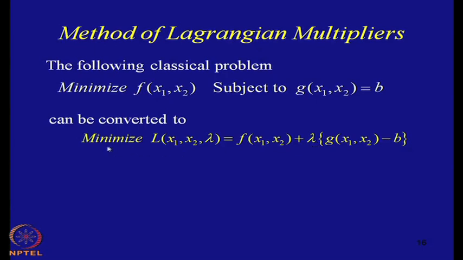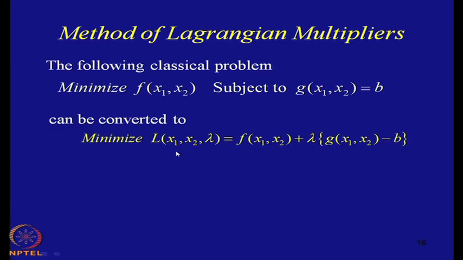Just see, we have constructed the function L, and the function L involves two functions together. One is the objective function f of x1, x2, plus lambda times g of x1, x2 minus b. Now, if we minimize this Lagrange function, then the problem comes down to the same unconstrained optimization problem. As you know, how do we solve the unconstrained optimization problem? The first order partial derivatives will give us the necessary conditions, and the second order will tell us about the sufficient conditions of the optimal values.